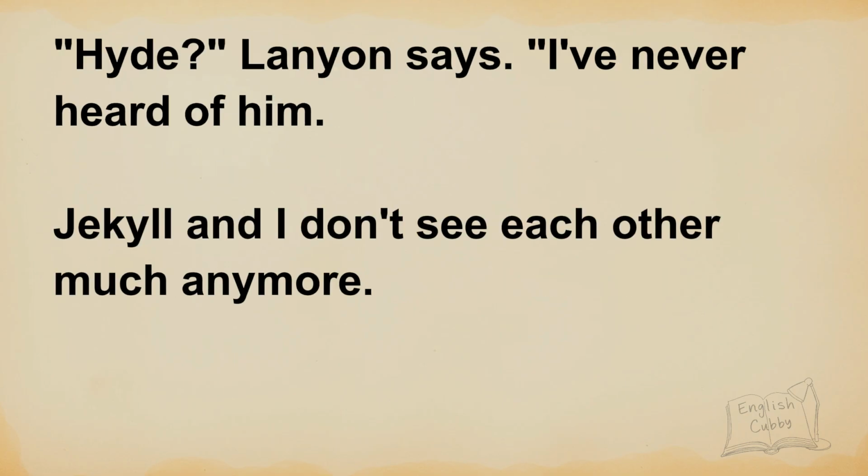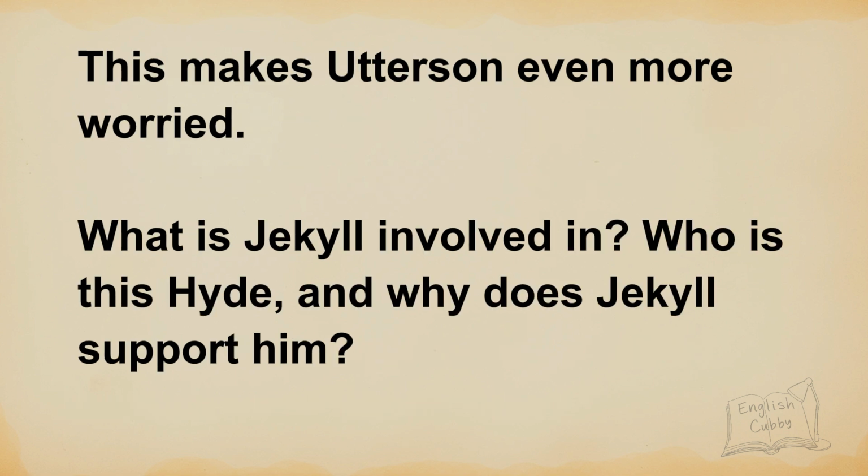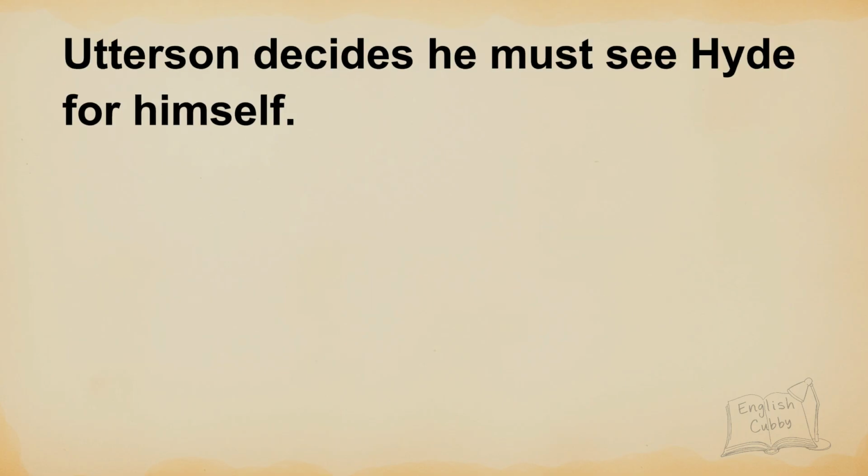Hyde? Lanyon says. I've never heard of him. Jekyll and I don't see each other much anymore. About 10 years ago, he became too interested in unscientific theories, wild ideas that no respectable scientist would accept. We had a disagreement, and we haven't been close since. This makes Utterson even more worried. What is Jekyll involved in? Who is this Hyde, and why does Jekyll support him? Utterson decides he must see Hyde for himself.